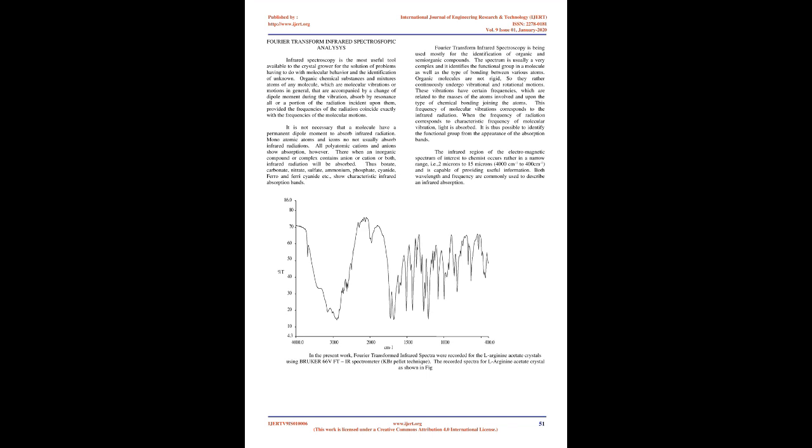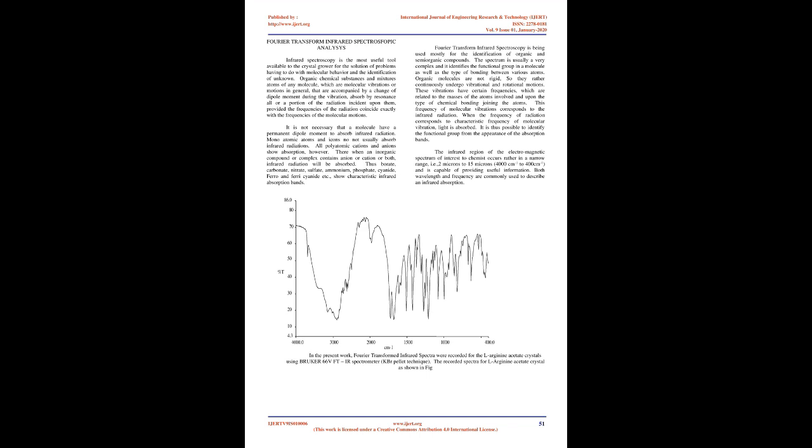All polyatomic cations and anions show absorption, however. When an inorganic compound or complex contains an anion or cation or both, infrared radiation will be absorbed. Thus borate, carbonate, nitrate, sulfate, ammonium, phosphate, cyanide, ferro and ferricyanide etc. show characteristic infrared absorption bands. Fourier transform infrared spectroscopy is used mostly for the identification of organic and semi-organic compounds. The spectrum is usually very complex and it identifies the functional groups in a molecule as well as the type of bonding between various atoms.